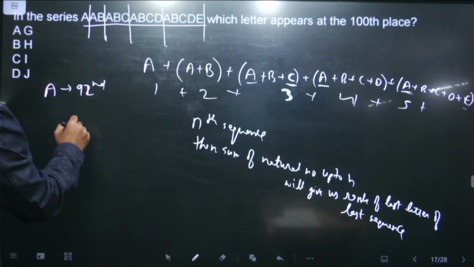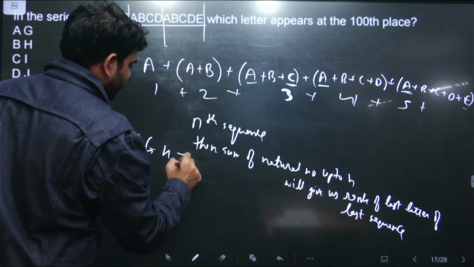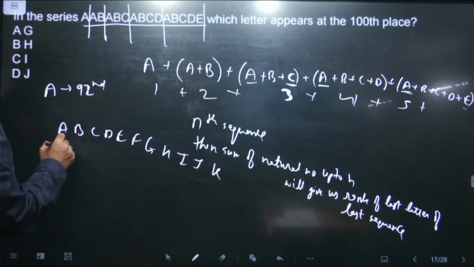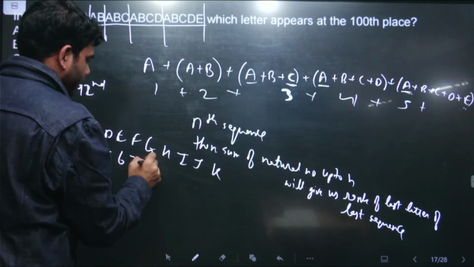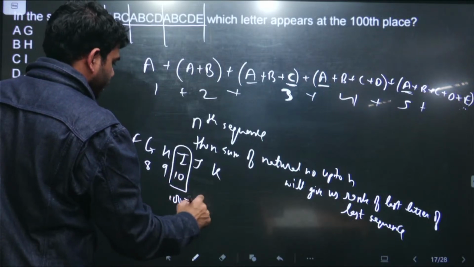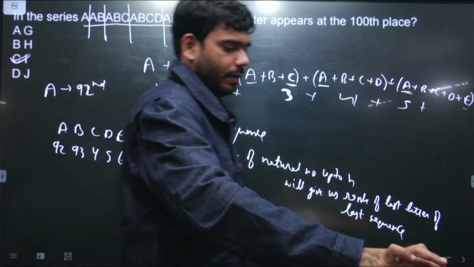Now we can do it manually after this. It goes on like this, and this is the 92nd position. The 93rd will be this, then 94, 5, 6, 7, 8, 9, 10. The 100th position will be I. So here the answer is option number C, I.